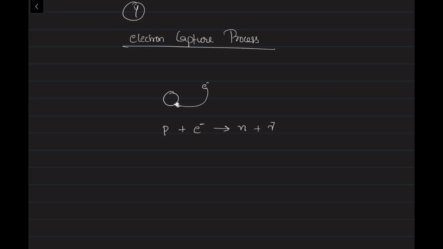Now, when will that happen? Once it happens, remember, the mother nucleus, say X, with atomic number Z and mass number A, when it combines with an electron, what will happen? It will form a daughter nucleus, say Y, with atomic number Z minus 1, mass number remaining the same, plus a neutron, plus a neutrino.